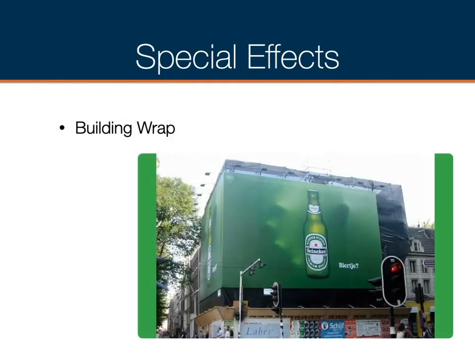Another example of a building wrap. This is for Heineken. You can see the hand coming out, so this is a building wrap with an extrusion that works pretty well.